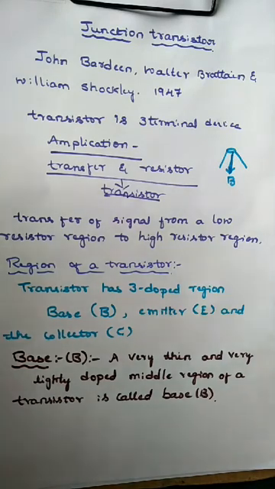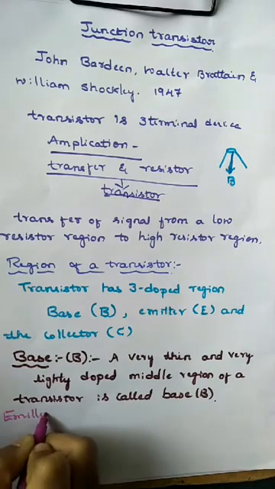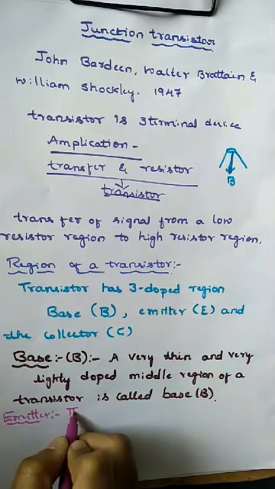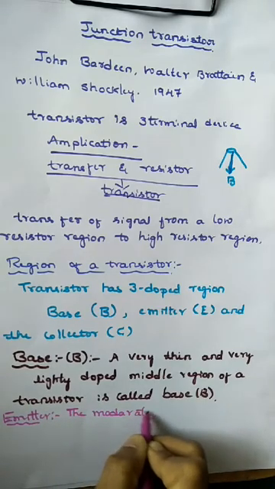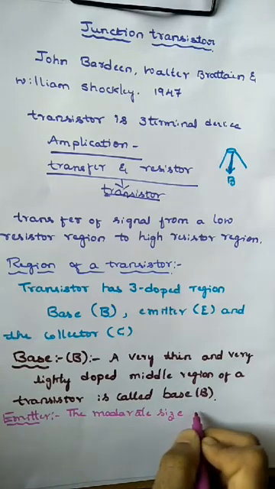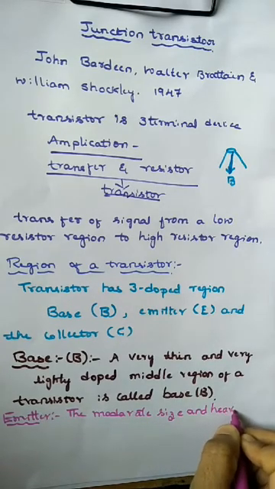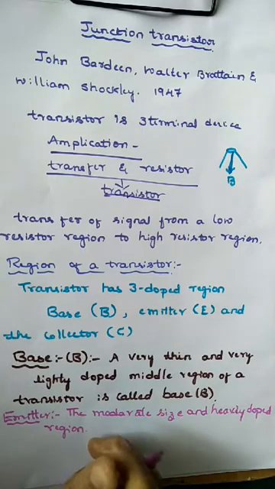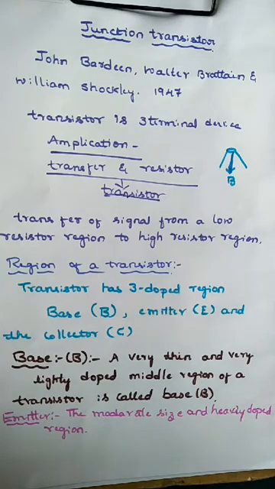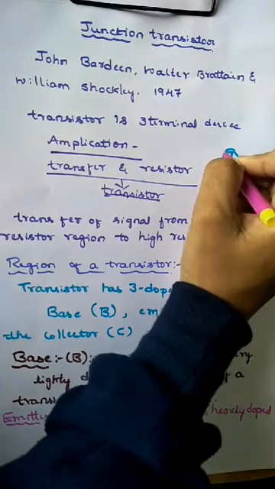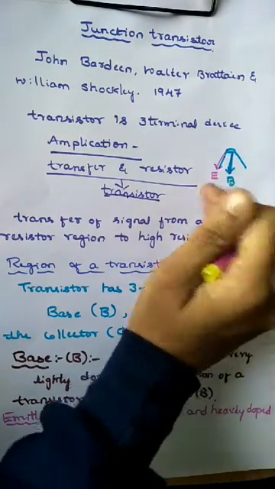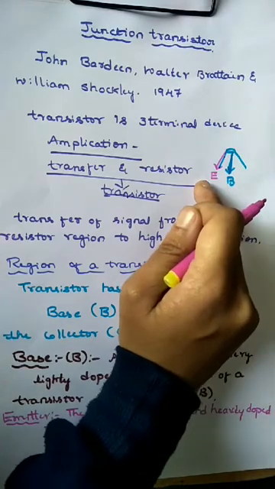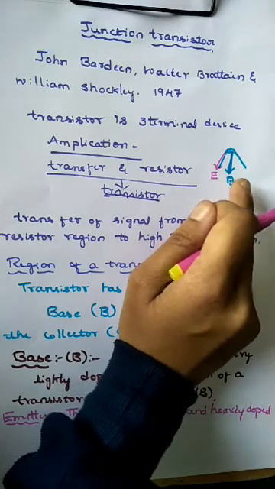The emitter is a moderate size and heavily doped region of the transistor. So here the emitter is of moderate size and heavily doped. The middle one is the very thin base, and on its side is the moderate size emitter.